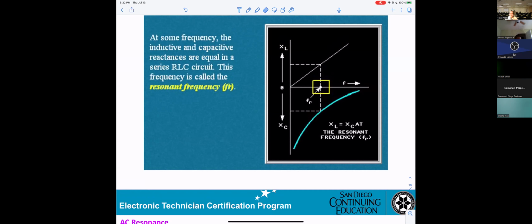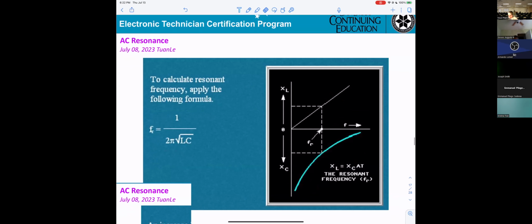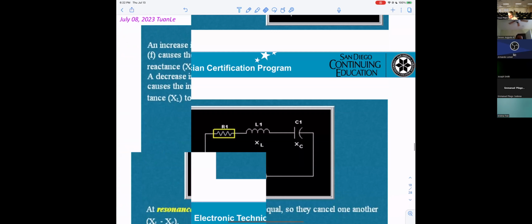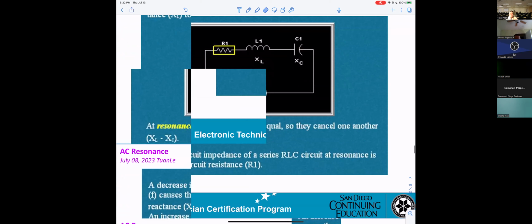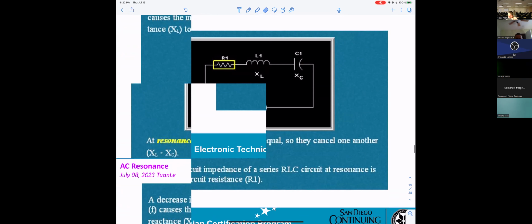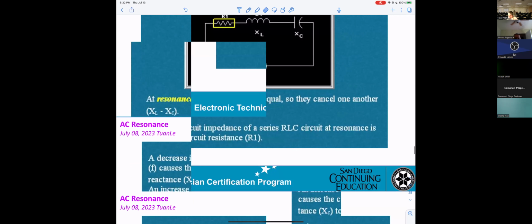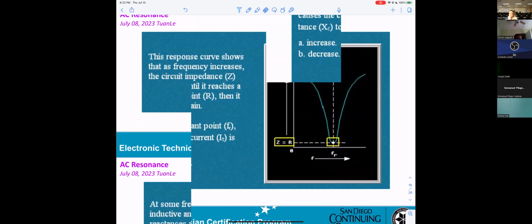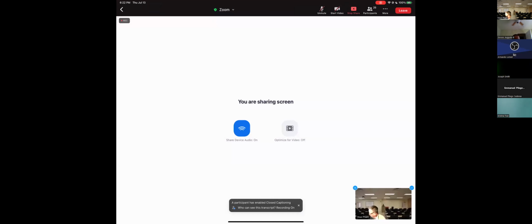Okay, they say at some frequency, inductive and capacitive reactance are equal. This frequency we call resonant. And the formula to calculate it is 1 over 2 pi square root of LC. Okay, I stop there for a bit.